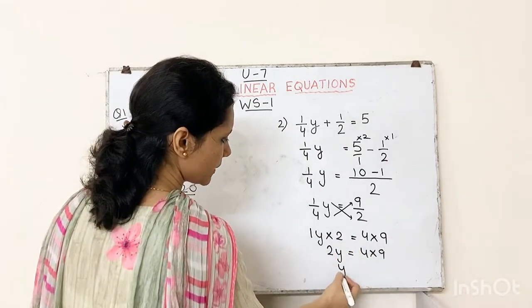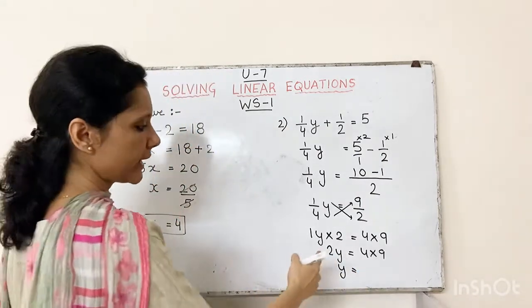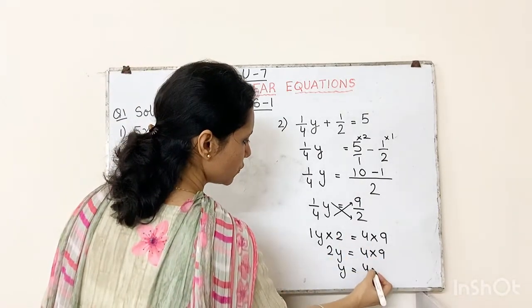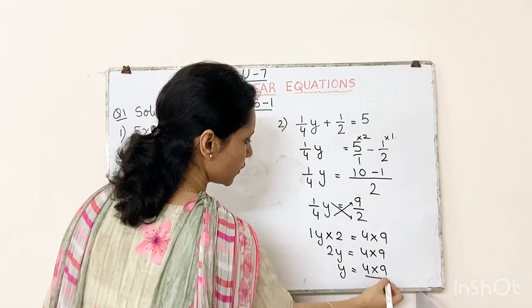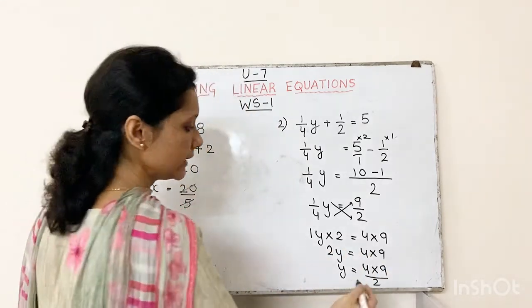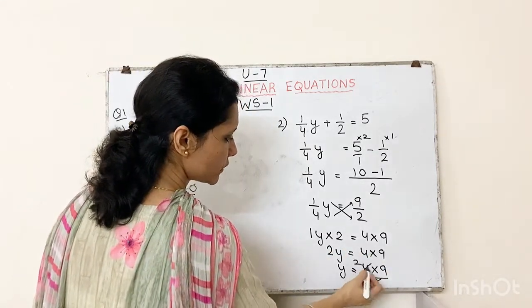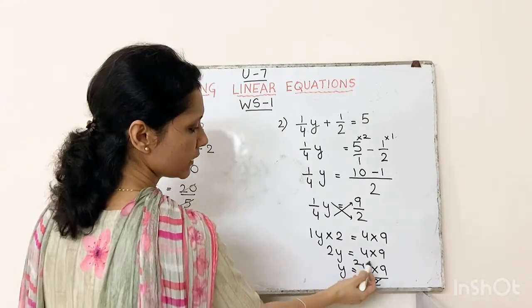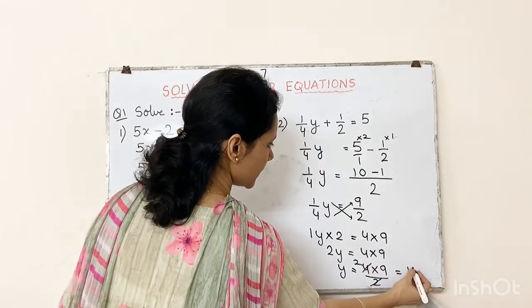And in the next step, now since 2 and y are getting multiplied, so when we move the 2 on the right hand side, it would get divided. Then do the cutting. 2 2s are 4. So what is the value of y? 2 9s are 18.